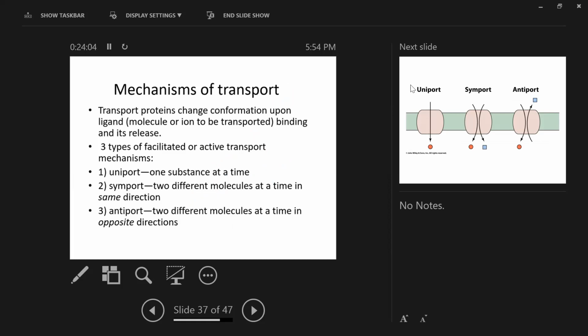So uniport, that transporter is only transporting one molecule at a time and only one type of molecule. So that's not too bad. You need one. Symport, it's two molecules using the same transporter and they're going the same direction. Maybe they're both entering the cytoplasm from the exterior of the cell. They're both entering the matrix of the mitochondria. They're both leaving the matrix of the mitochondria.